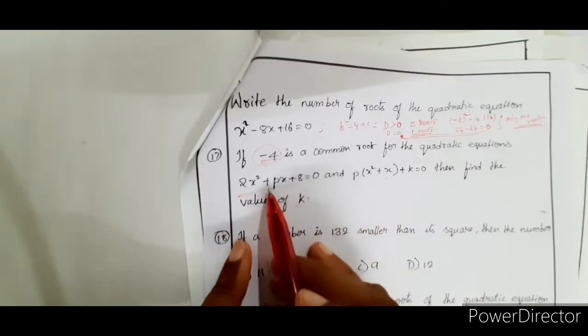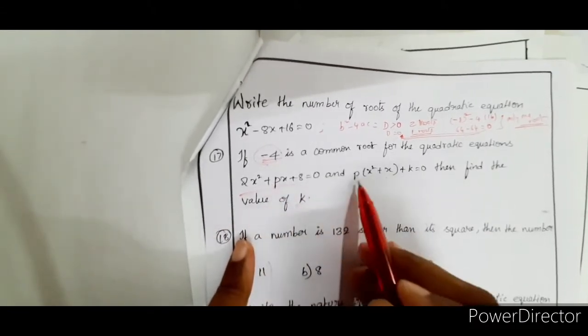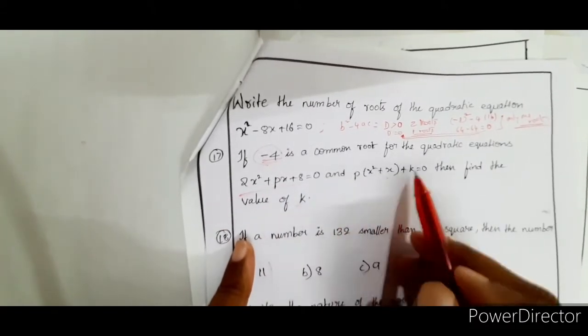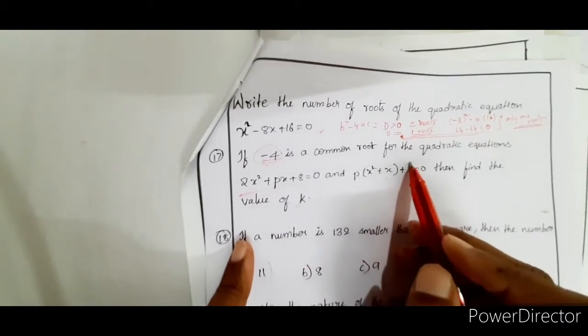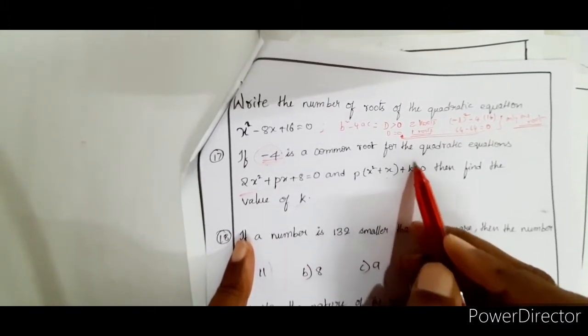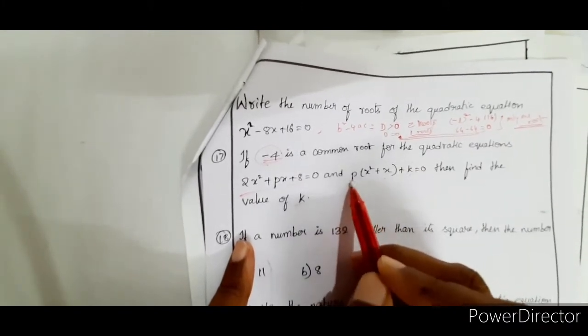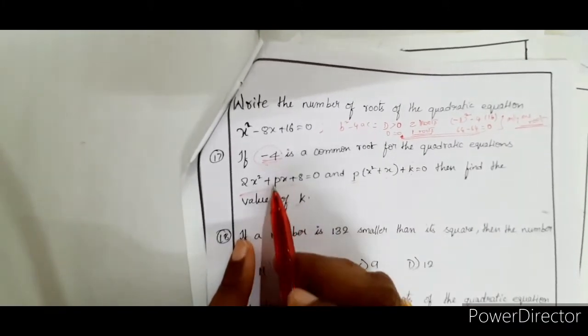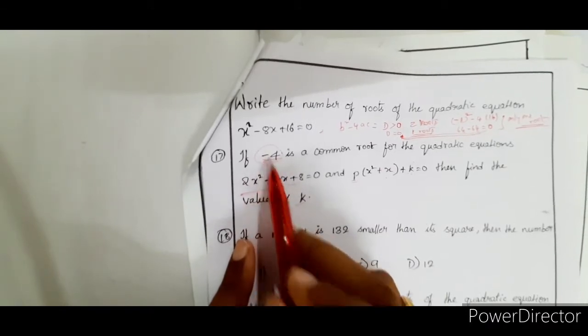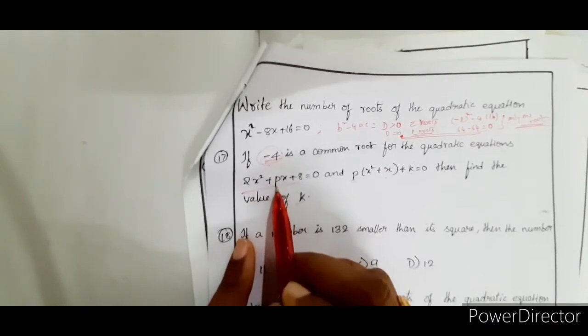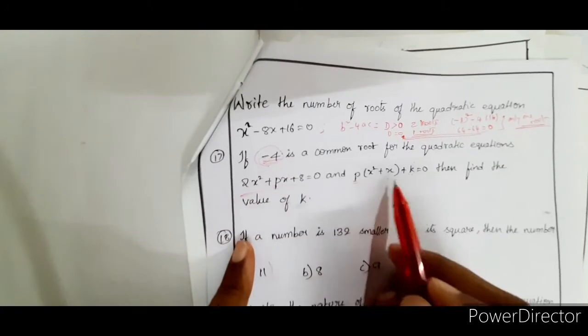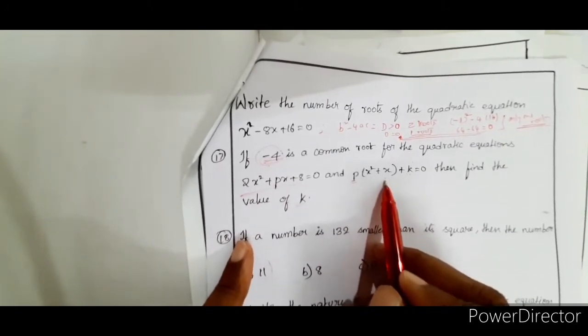Students, please observe: here you have one variable, and here you have two variables, p and k. The question is to find k. You can find k only when you know p, is it not? So if you substitute minus 4 as a root, you will know the p value. This p you substitute in the other equation, and hence you can find k. Now let us see how to solve the problem.